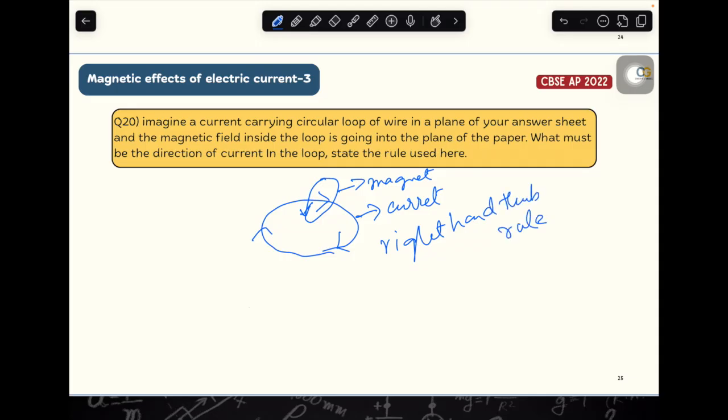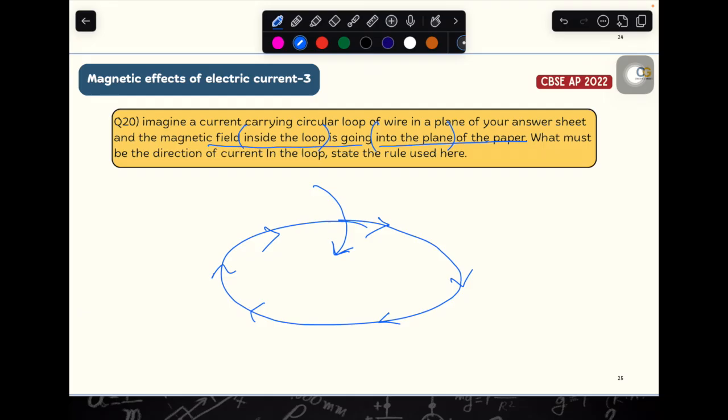If the current carrying wire is represented by the thumb, the curled fingers give the direction of magnetic field. So I curled my fingers into the paper and saw where my thumb is pointing. You can always practice more and more questions, more and more numericals. Now that you have an idea on which questions you are finding difficult, you can definitely practice those types of questions in more formats, and practice always makes you better.